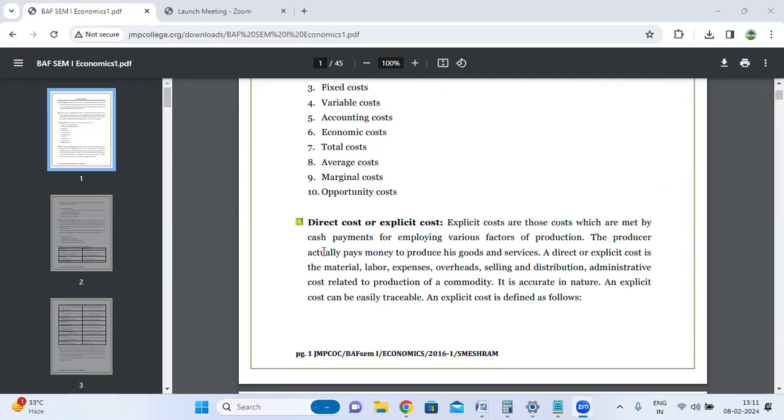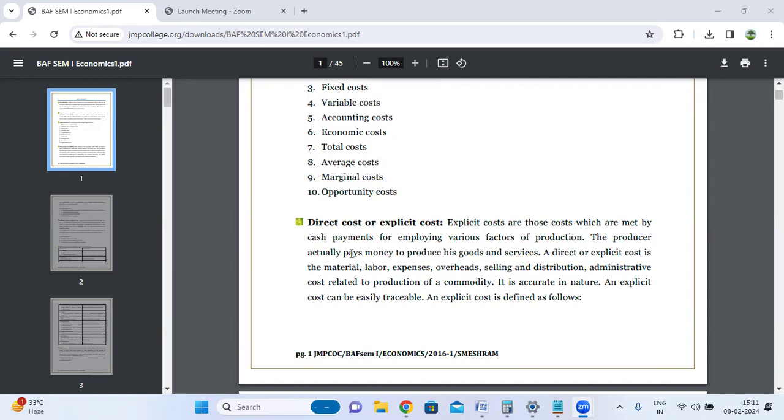First one, direct cost or explicit cost. Explicit costs are those costs which are made by cash payments for employing the various factors of production. So the producer actually pays money to produce his goods and services.